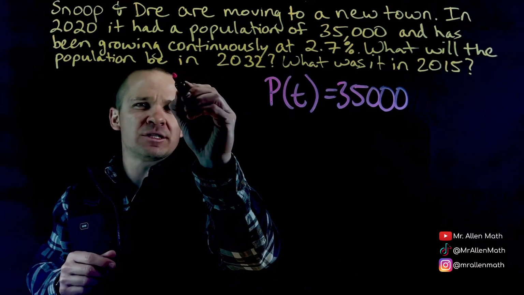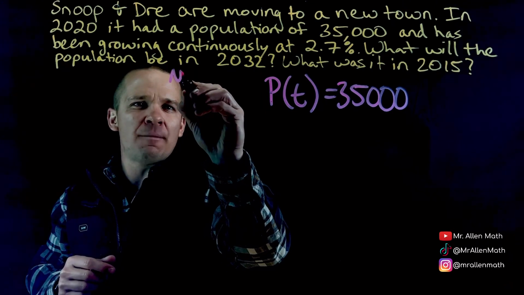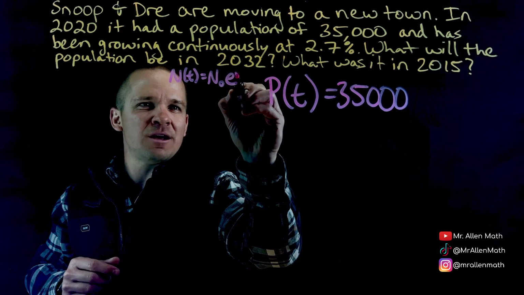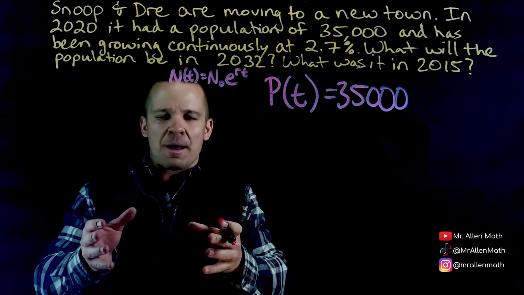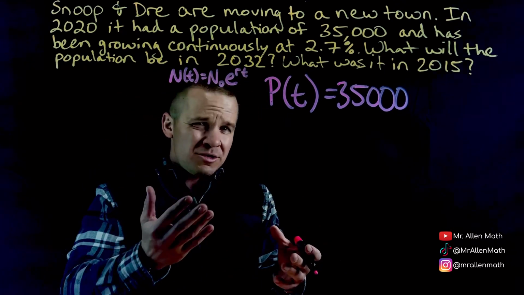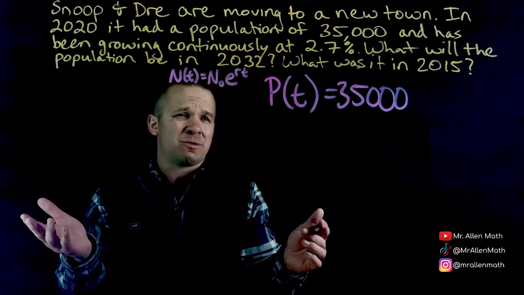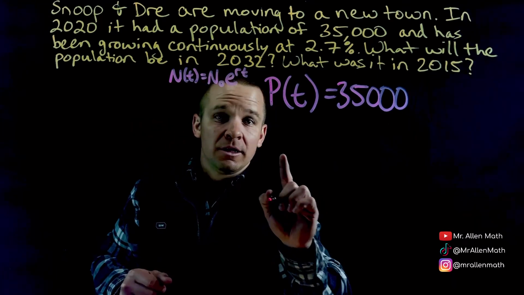I'll even write it right here. Some of them you'll see for population will be N of t equals N naught e to the rt. It's the same kind of thing as compounded continuously for interest, just sometimes using some different variables. I'm using P for population just because I'm the one that's writing the problem. Let us continue.